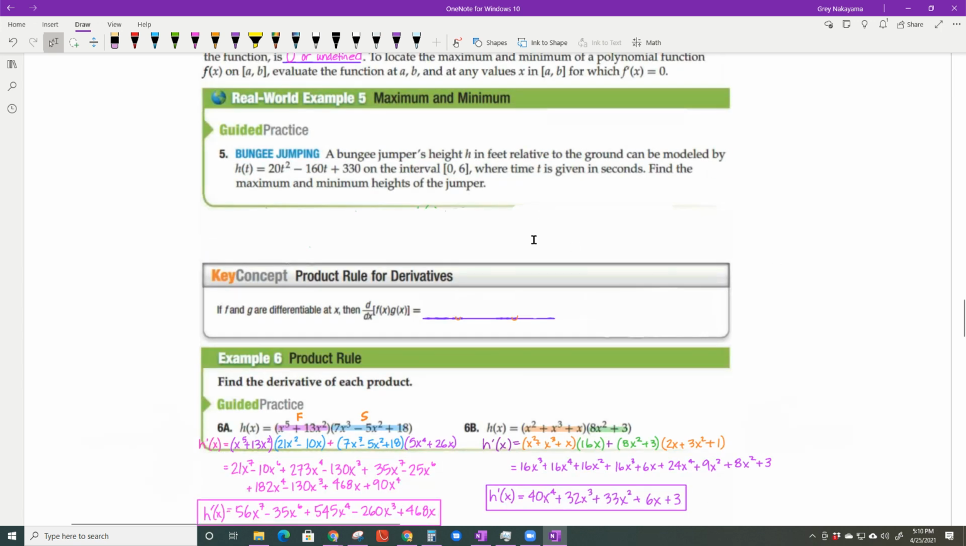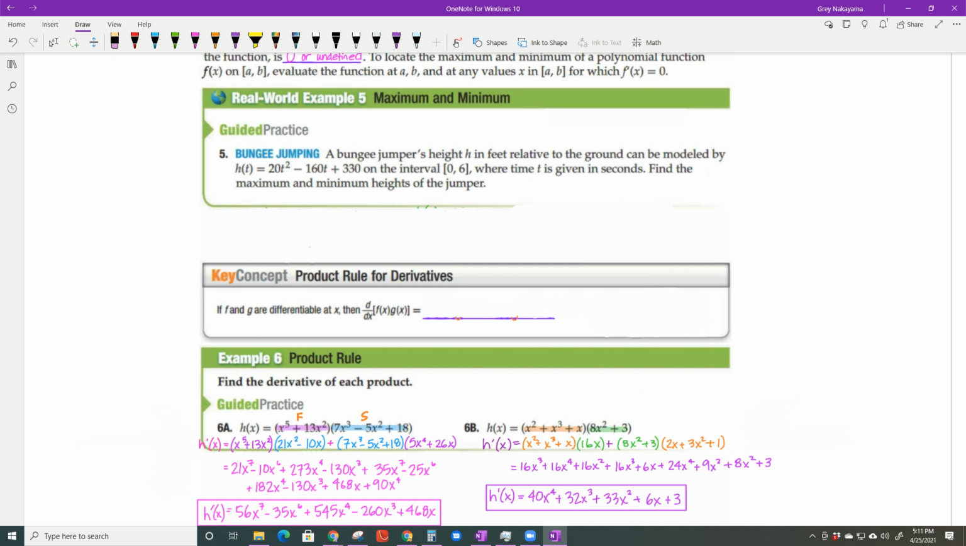We have a bungee jumper's height h in feet relative to the ground can be modeled by this function, h of t, on the interval from 0 to 6. So I have a closed interval where t is the time given in seconds. Find the maximum and minimum heights of the jumper. So as we said, easiest way now to find those max and min is to take the derivative of that.